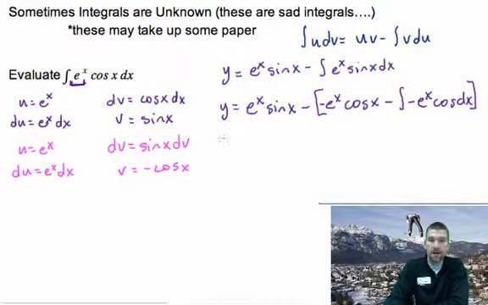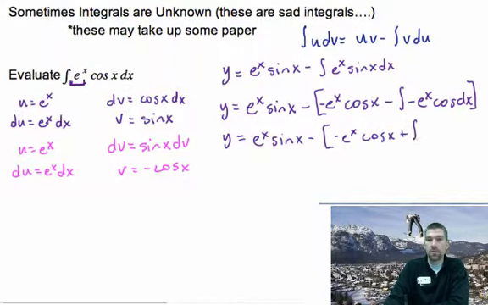Well, let's write it out and simplify it just a little bit. It equals e to the x sine x minus negative e to the x cosine x plus the integral of e to the x cosine x dx. Can you see that we would keep going and keep going and keep going with this guy? We'll take one more step.